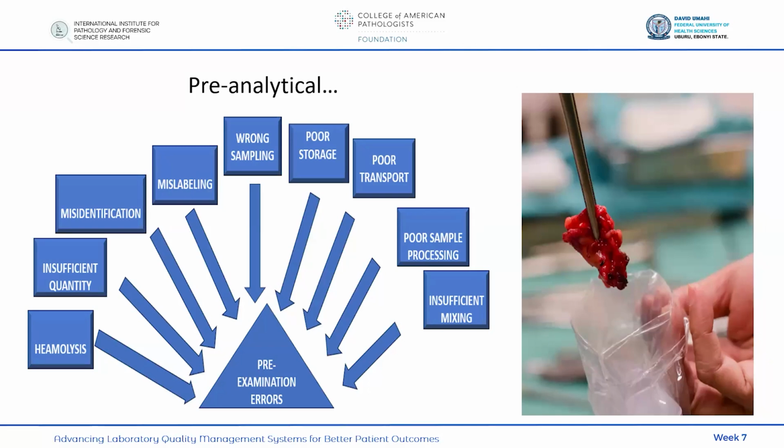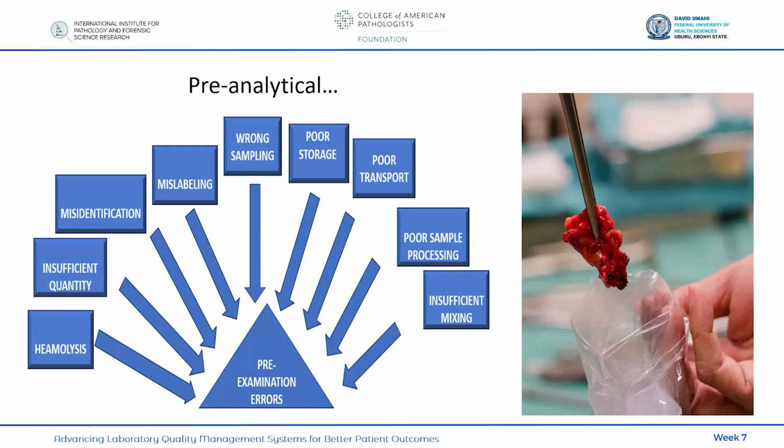Some can be insufficient quantity, misidentification, and mislabeling of sample, wrong sampling, maybe not following the right procedure, not choosing the right vacutainers, and so on and so forth. And maybe collecting sample in the wrong type of sample, maybe instead of arterial blood, collecting venous blood, and so on. There are so many reasons why error can happen at this stage.